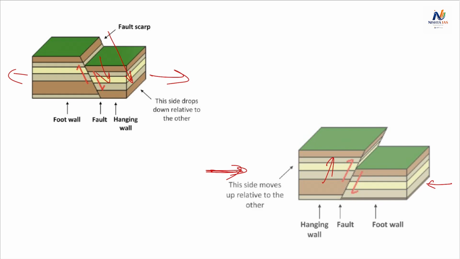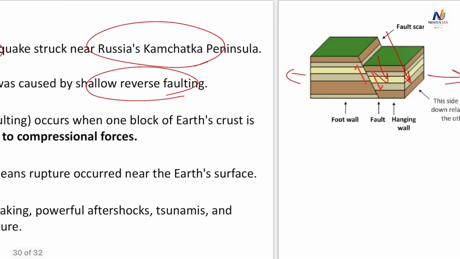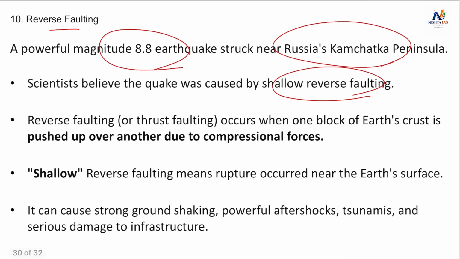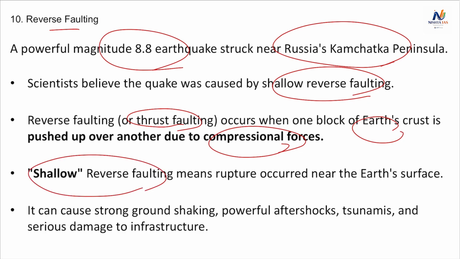the plate is moving upwards, and this is the reverse faulting. This is the downward faulting and this is the upward faulting. That is why the name reverse faulting. So reverse faulting has a compression force and the normal faulting has an expansion force or a moving away force. So reverse faulting or thrust faulting occurs when one block of the Earth's crust is pushed over another due to compressional force, not the extensional force.